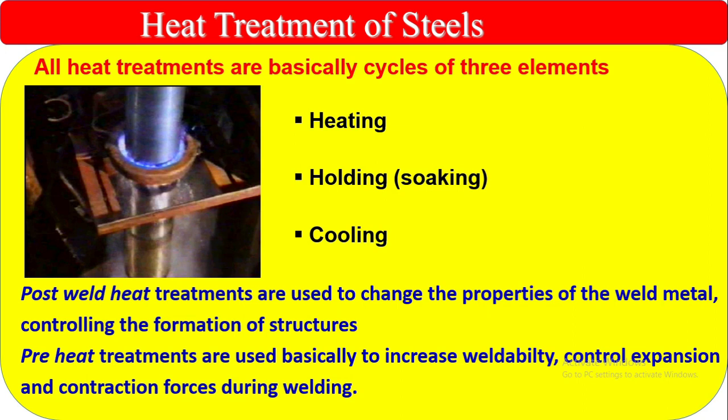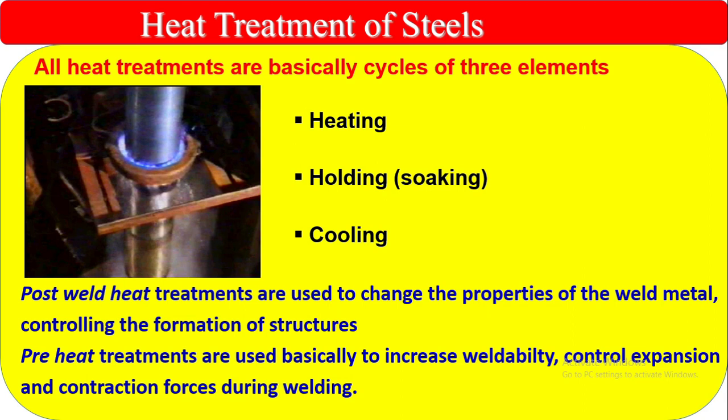If you use any low hydrogen electrode on a material of high thickness, you have to use preheat to slow down the cooling rate. If preheat is not done, then expansion and contraction of that area can occur, and it can cause cracking. So you understand what PWHT is and what preheat treatment is.